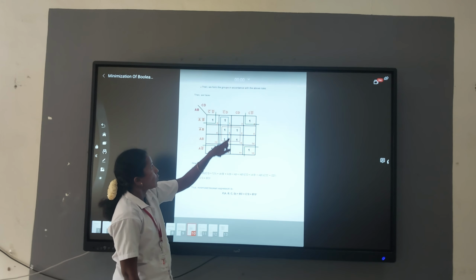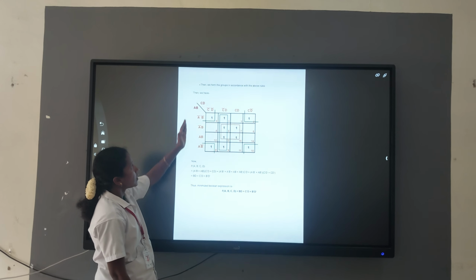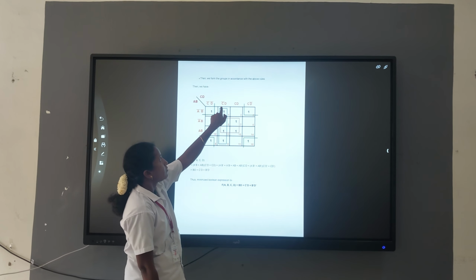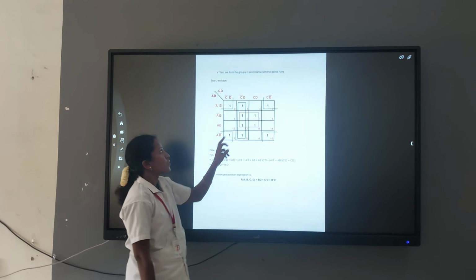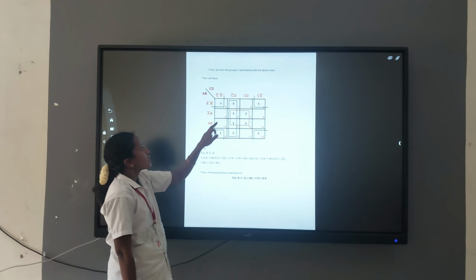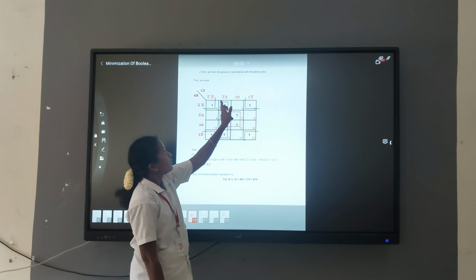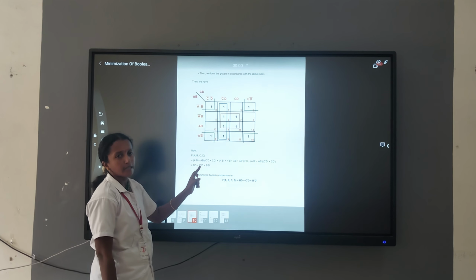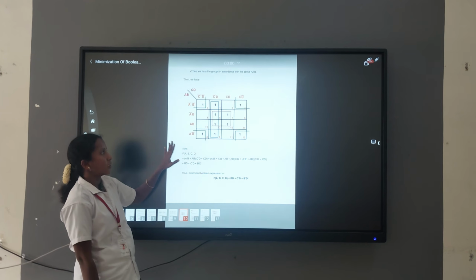So next, this 4 1 grouping. What are the variables which come? These 4 rows' variables will be eliminated, so only the same column variables remain. So C bar D and C bar D. So next one is this 4 1 grouping. Here which one is common? Here D is common. Next, which one is common here? D is common. So C bar D. Okay, so this is the final simplified expression for this problem.